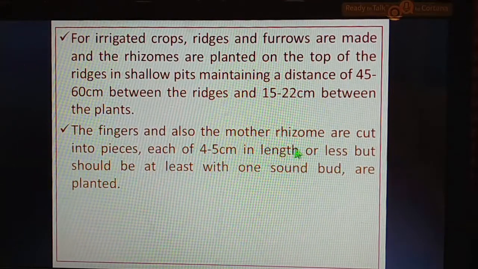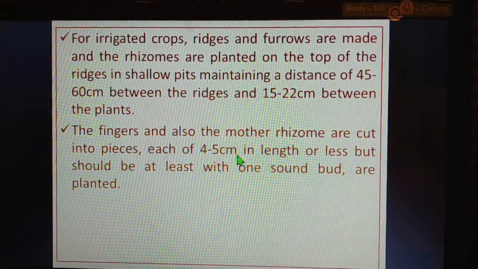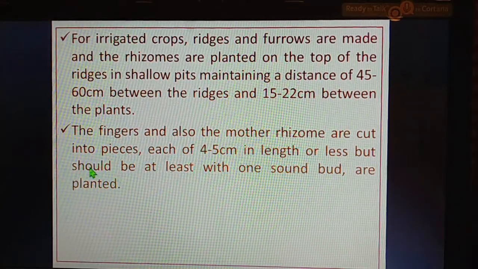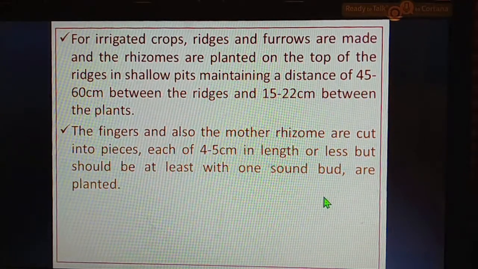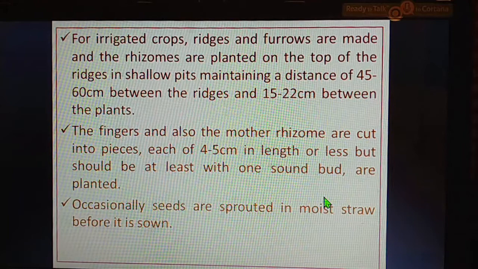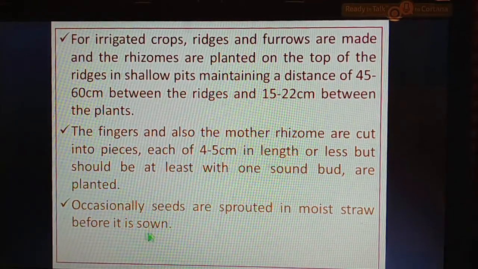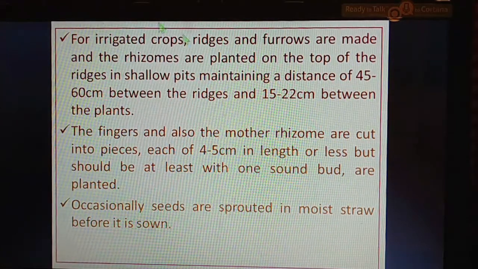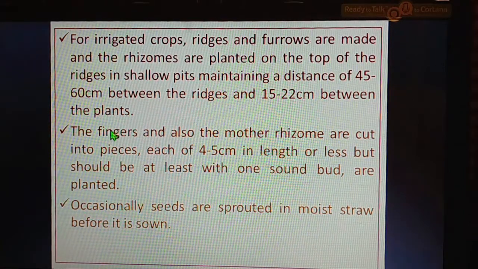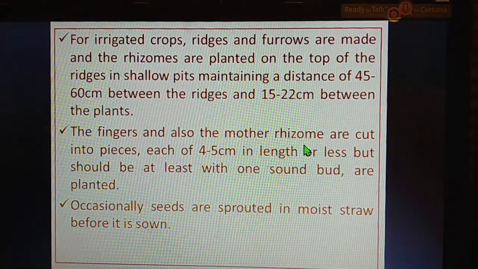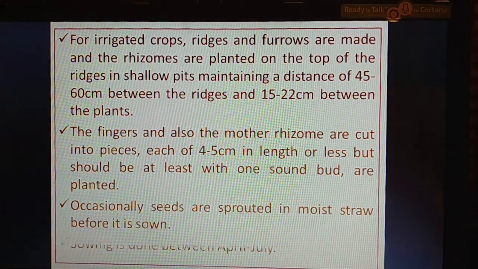And the fingers and also the mother rhizome, before planting, they are cut into pieces, each of 45 centimeter in length or less, but there should at least be one sound bud, okay, are planted. Now occasionally the seeds are sprouted in moist straw before they are sown, but most of the time the rhizomes, the mother rhizomes as well as the fingers, are used for planting, for cultivation.